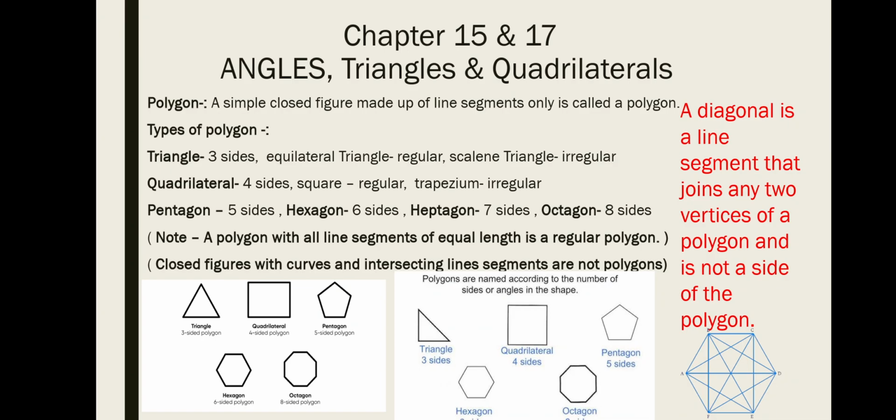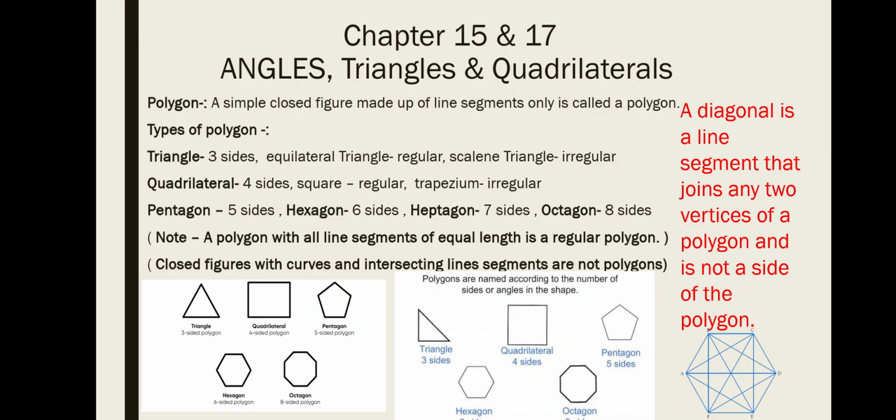Now quadrilateral. Quadrilateral is a four-sided polygon. Square is a regular polygon because all sides are equal and all angles are 90 degrees, whereas trapezium is an irregular polygon because all its sides are not equal.